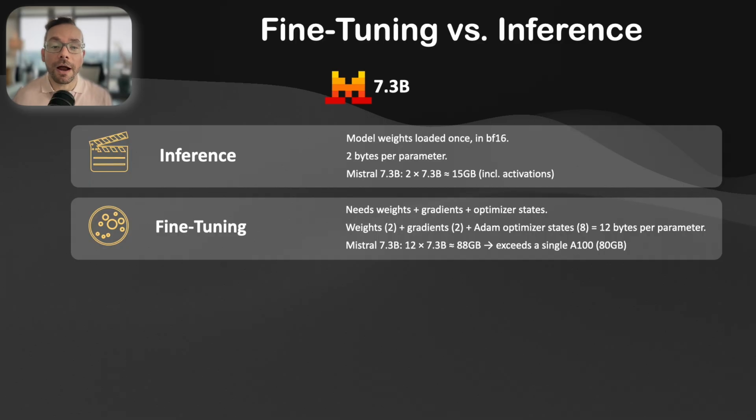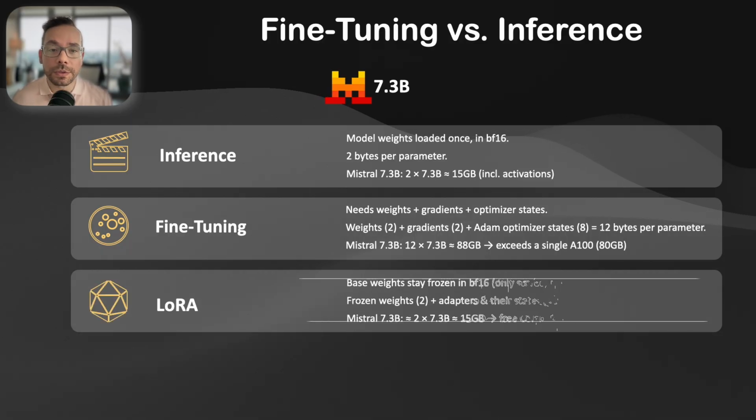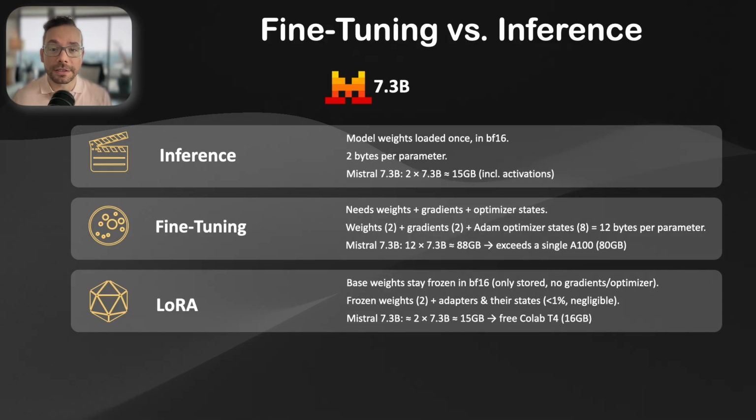This is where our PEFT strategies come in. Let's see what happens with LoRA. With LoRA, we freeze the base model and only train those tiny adapters. So we drop all those gradients and optimizer states. That brings us back down to around 15 gigabytes of VRAM. And now it fits on a T4, which is available for free on Google Colab.